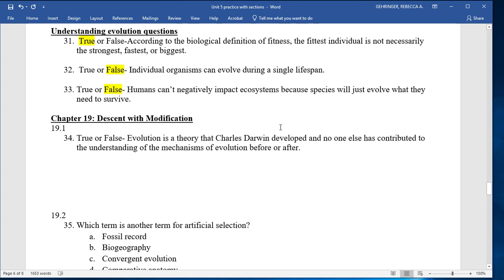34, true or false, evolution is a theory that Charles Darwin developed and no one else has contributed to the understanding of the mechanisms of evolution before or after. That's false as well. And I think you know by now that I don't really do a lot of true-false questions on my exam, but those are kind of big common misconceptions about evolution, and so I really felt like it was necessary to cover those topics.